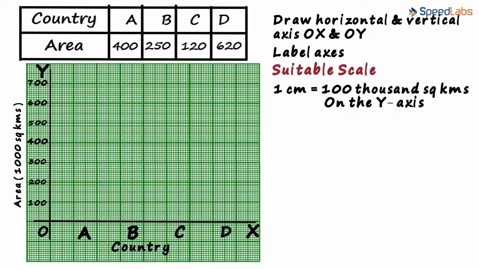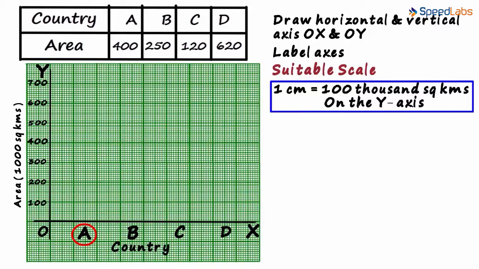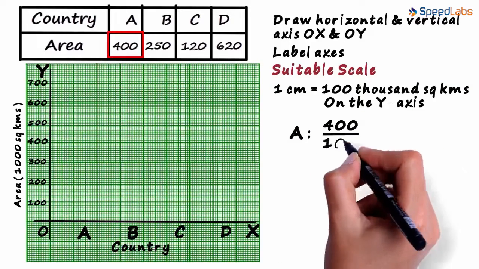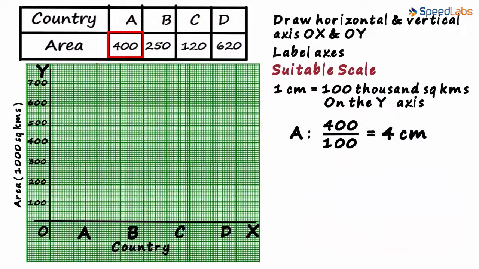What do you think will be the length of the bar for country A? We know that 1 centimeter is equal to 100,000 square kilometers. For country A, the length of the bar will be 400 by 100, which equals 4 centimeters. Every centimeter covers 100 thousand square kilometers. So 4 centimeters from the axis would be this point. And we draw a bar. This bar tells you that the area of country A is 400,000 square kilometers. What we are essentially doing is scaling down the figures to fit the size of the page.